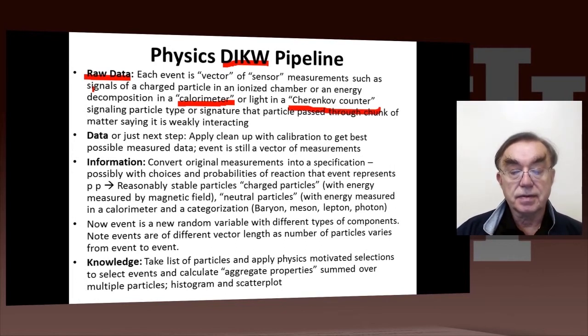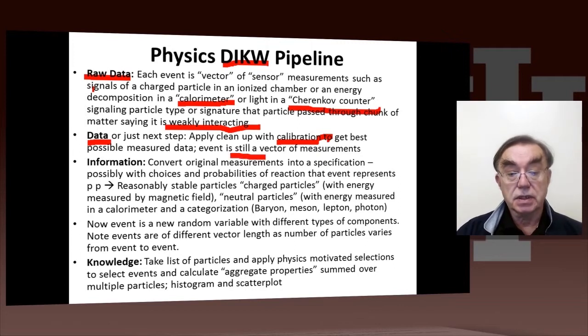And these all are signatures of particles which, when put all together and joined up, give you information on what's going on. It tells you the type of particle, possibly the momentum of the particle, and some indication of whether it's a so-called strongly interacting or weakly interacting particle. So after this raw data, we might get data, which is the next step, which is cleaning up the data with calibration to get the best possible measured values. The event is still a collection of measurements.